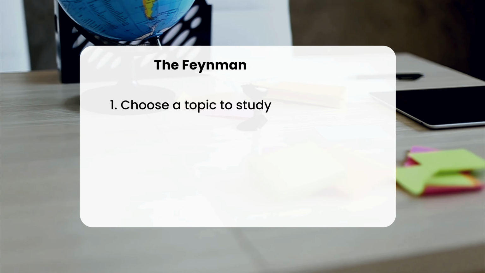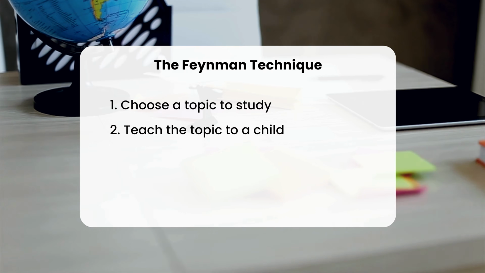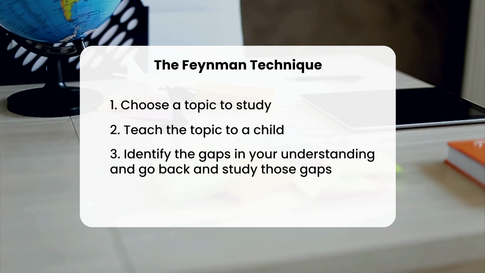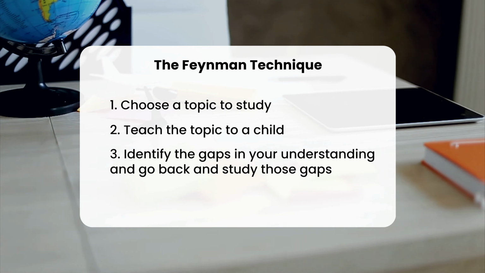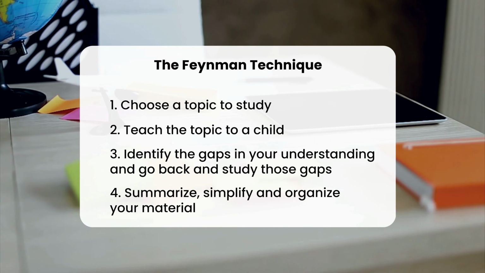Also, if you are familiar with the Feynman technique, I have a video tutorial and a blog post on the Feynman technique. I will leave those linked below. But step 3 of the Feynman technique is perfect to use the blurting method. Now, real quick, the Feynman method has 4 steps. Number 1, choose a topic to study. Number 2, teach the topic to a child. Number 3, identify the gaps in your understanding and go back and study those gaps. And then number 4, summarize, simplify, and organize your material.